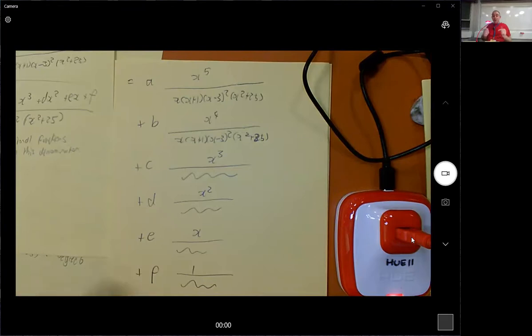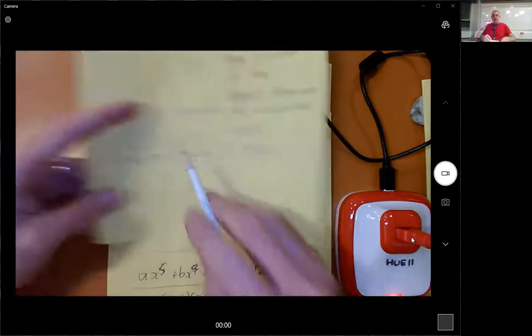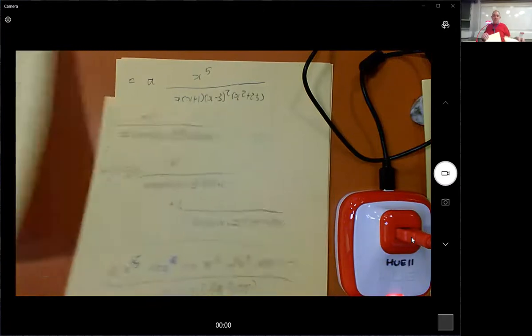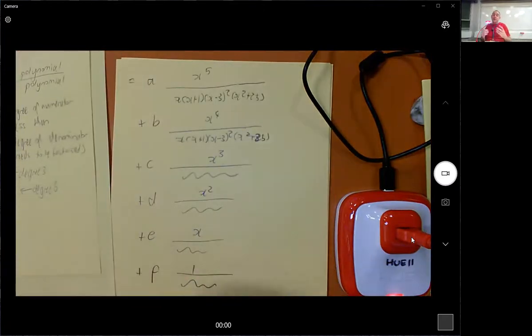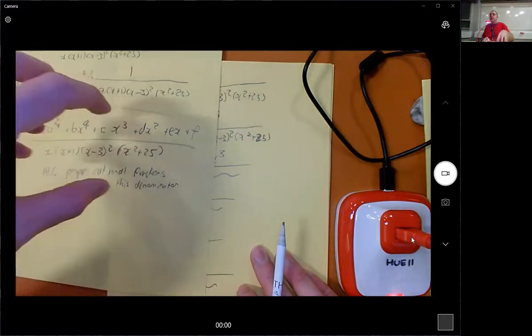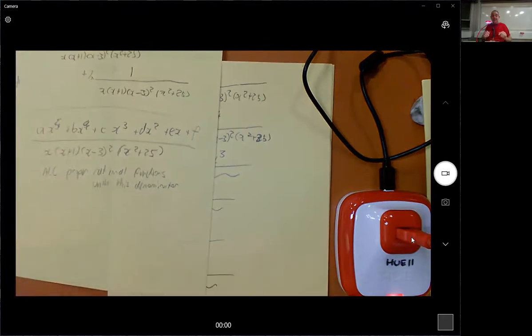Because at the moment, I don't know how to integrate any of these functions. And so what I'd like to do is, instead of writing this function back here as a combination of these 3, which I don't know how to integrate, I'd like to write it as a combination of functions that I do know how to integrate. So I need to choose a different collection of functions that will be able to produce any proper rational function with this denominator. That's the goal, a different set.